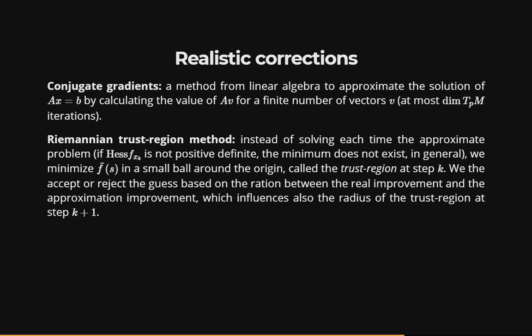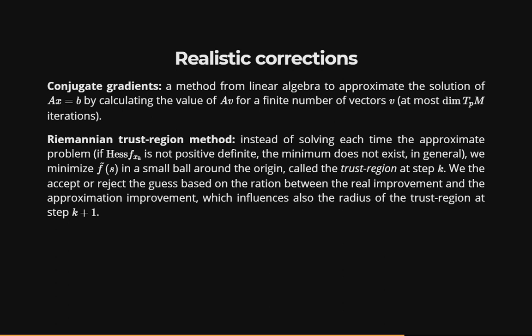Now, the big correction, Riemannian trust region method. We don't know that a global minimum exists for our approximated problem. So we have our Hessian of f equals minus gradient of f. But again, if the Hessian is not positive definite, the minimum does not exist. So solving that system doesn't have much sense.